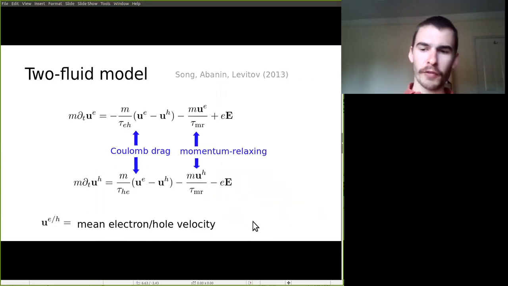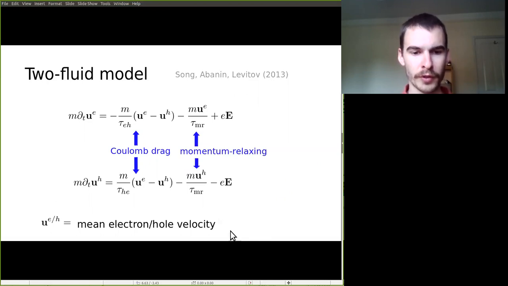But solving the quantum Boltzmann equation turns out to be a rather tedious numerical task. And so it's nice if we've got some more intuitive model as well to understand the physics that's going on. And in fact, such a model exists. It's the so-called two-fluid model, which can be derived from the quantum Boltzmann equation just by taking its moments. And we've got this description of the two fluids, the electron and the hole fluid, in terms of their mean velocity.